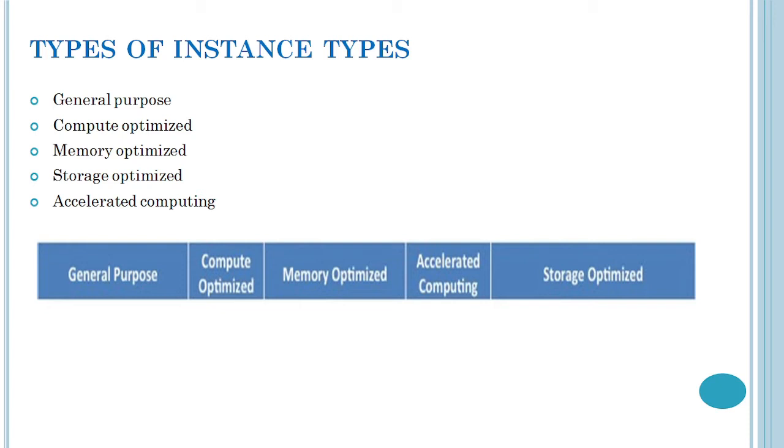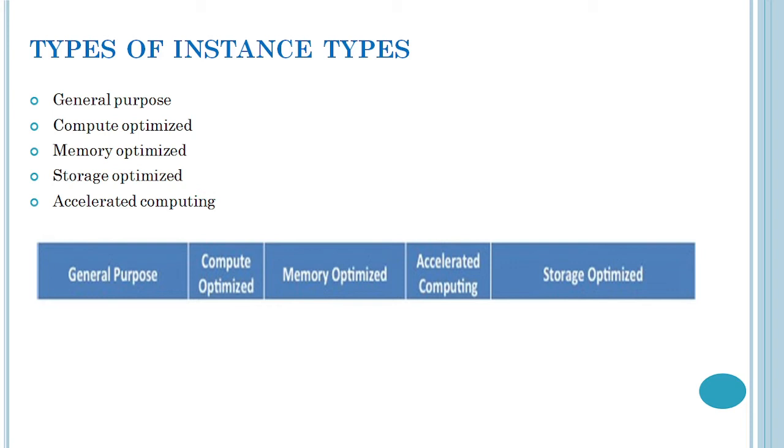Then, storage optimized. Storage optimized instances are designed for workloads that require high sequential read and write access to very large datasets on local storage. They are optimized to deliver tens of thousands of low latency random input output operations per second to the applications. So the applications which require high speed input output operations may opt for this particular type of instance.